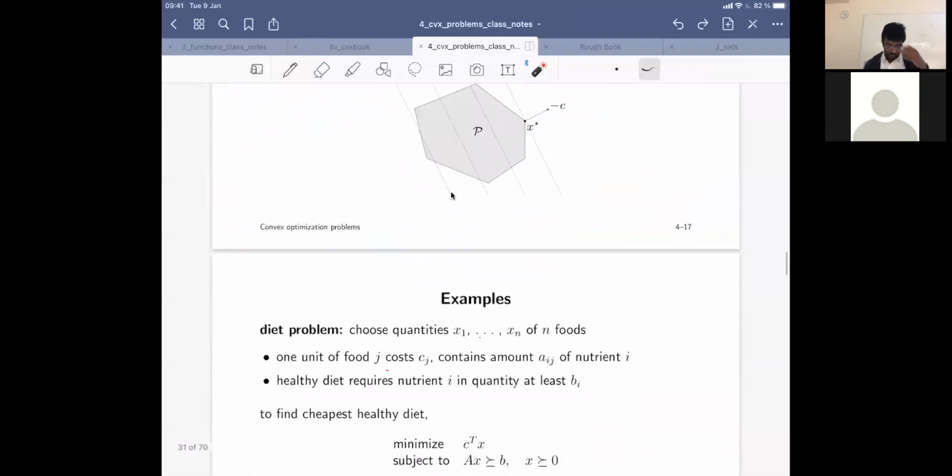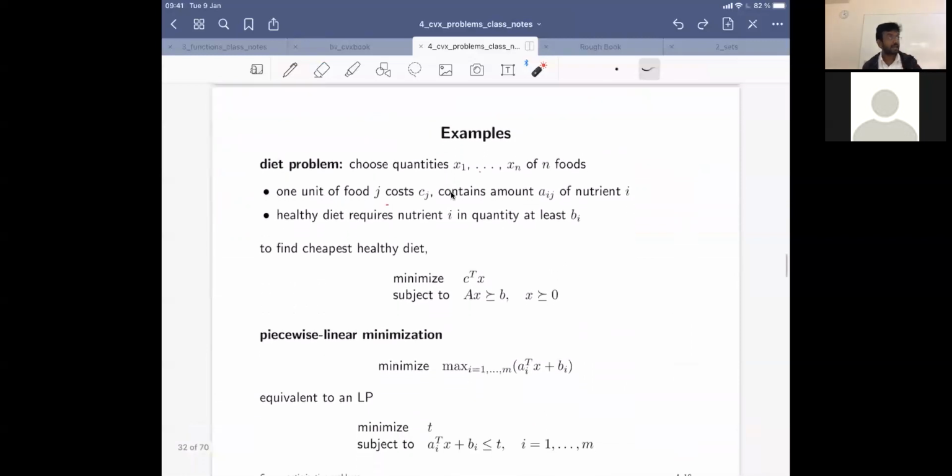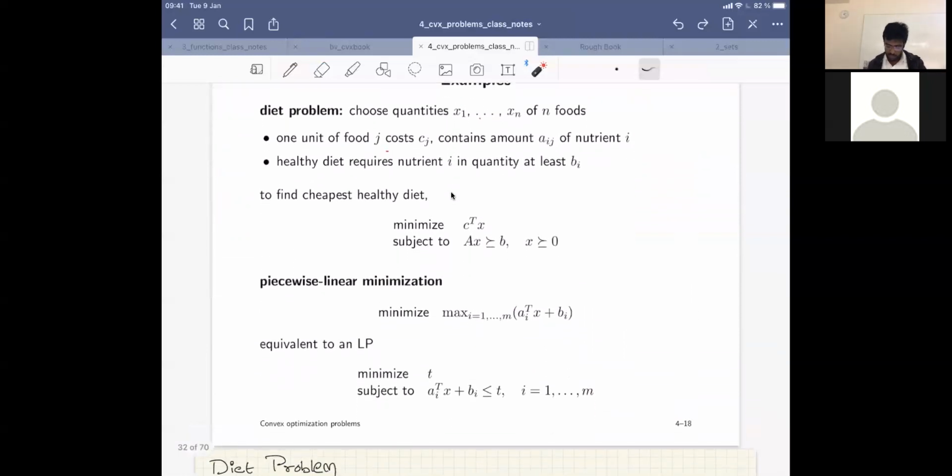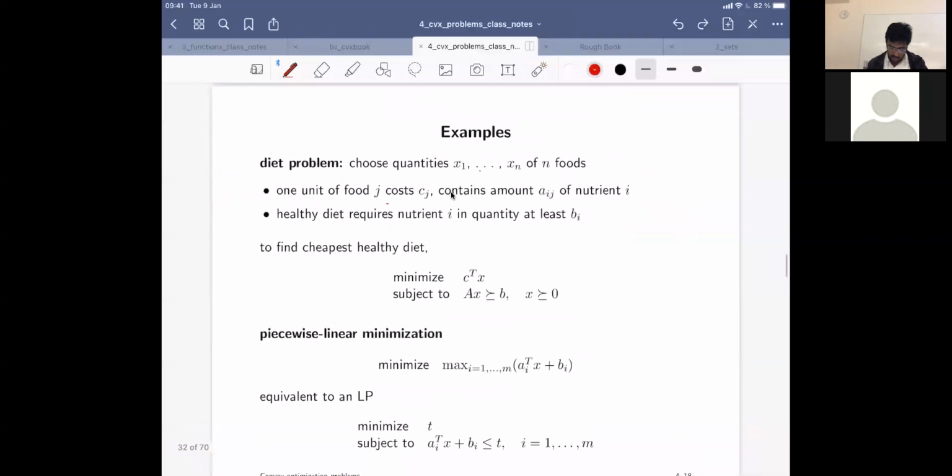Let's continue. We will see an example, a diet problem. This is a simple problem where we are going to design a cheapest healthy diet. Let's say you have n different foods, for example 1 apple, 2 orange, something like that. We are going to buy these from the supermarket, but we have a constraint here.